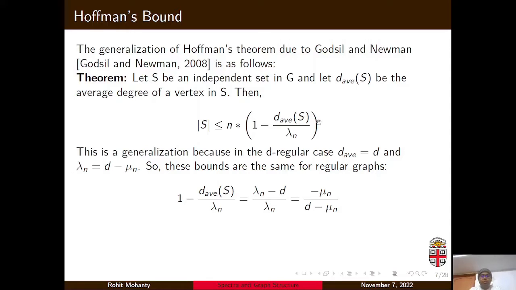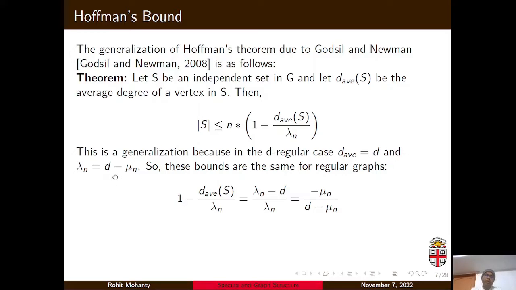In order to reduce it to the case of d-regular graphs, we can substitute the values appropriately. For d average we can substitute d, because in the case of d-regular graphs the d average of all the vertices is going to be d. That is because every vertex has a degree of d, and the d average is calculated as the sum of all the degrees divided by the total number of vertices. So the d average is n into d upon n, where n is the number of vertices in that set. So it's ultimately going to be d.